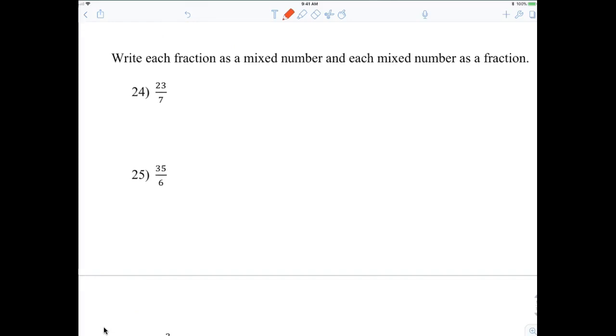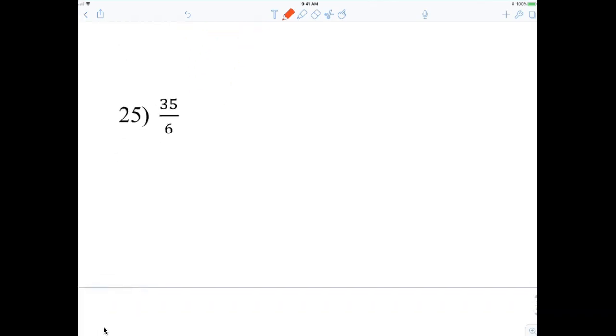Okay, so now we're going to write it as a mixed number. 23/7 is the same. I don't remember where we left off. Let's just start. It's Gavin's turn. You're up for 24, Gavin. 7 goes into 23 3 times with 2 left over. Very good. Bradley, you're up for number 25.